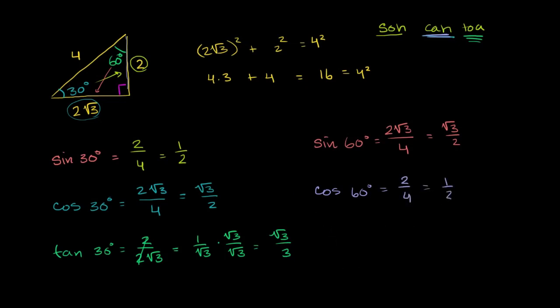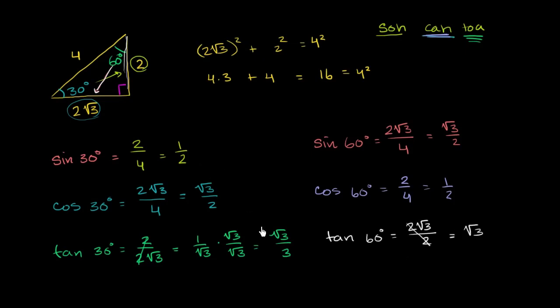And then finally, what is the tangent? What is the tangent of 60 degrees? Well, TOA, tangent is opposite over adjacent. Opposite the 60 degrees is 2 square roots of 3. And adjacent to that is 2. Adjacent to 60 degrees is 2. So it's opposite over adjacent. 2 square roots of 3 over 2, which is just equal to the square root of 3.